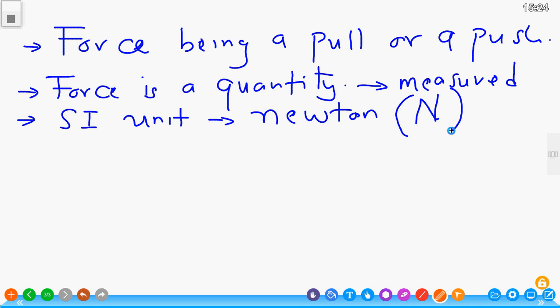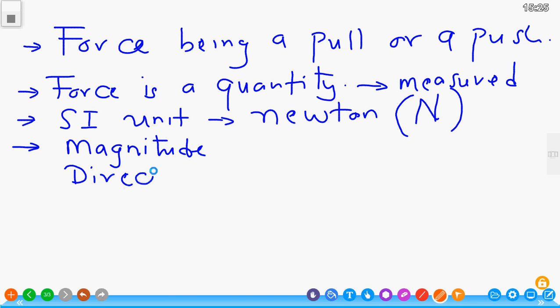Force also has two attributes. It has the attribute of size, or what we refer to as magnitude, and it also has the other attribute we refer to as direction. And therefore, these two attributes of any quantity make it be classified as a vector quantity.